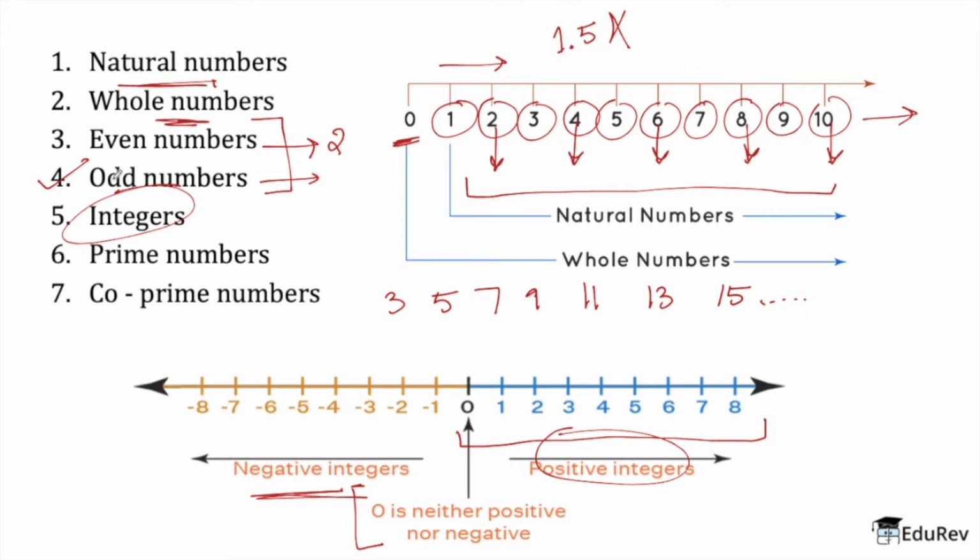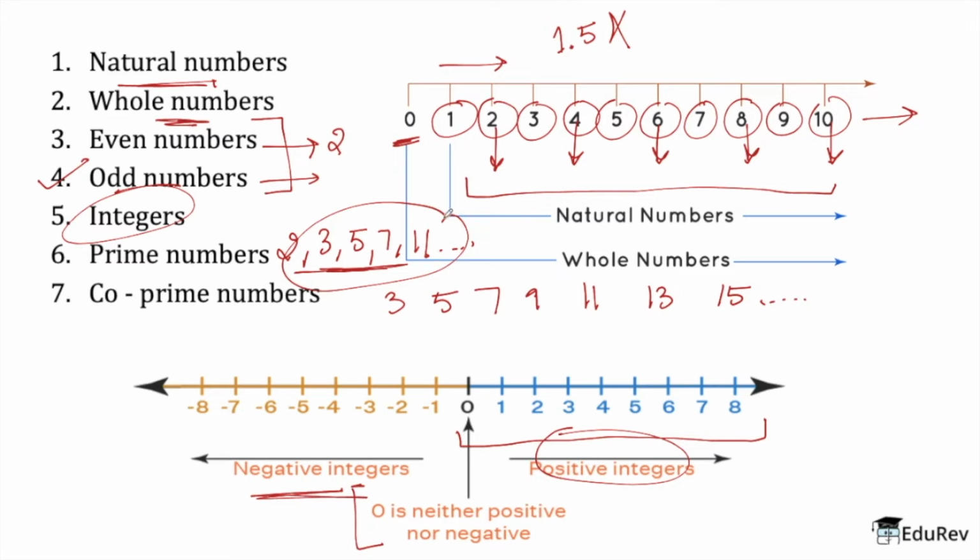Now let's quickly talk about what prime numbers and composite numbers are. So what are prime numbers? Prime numbers, as you know, are natural numbers greater than 1 which are divisible only by 1 and the number itself. For example, 2, 3, 5, 7, 11. The property common to all these numbers is that they cannot be divided by any other number except 1 and the number itself.